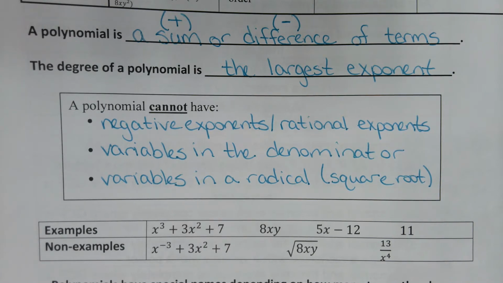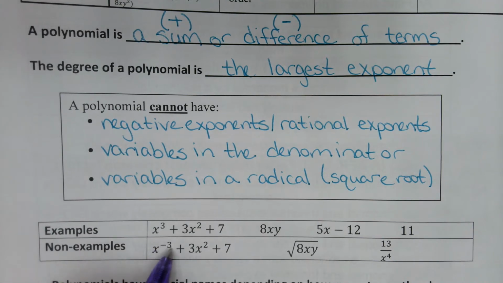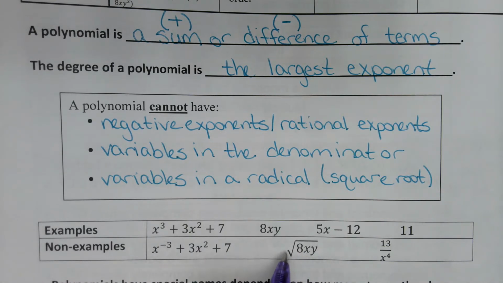The issue that we have with the non-examples is that I have a negative exponent here, so it's not a polynomial. I have variables under the radical here, so it's not a polynomial. And then I have a variable in the denominator here, which makes this not a polynomial.